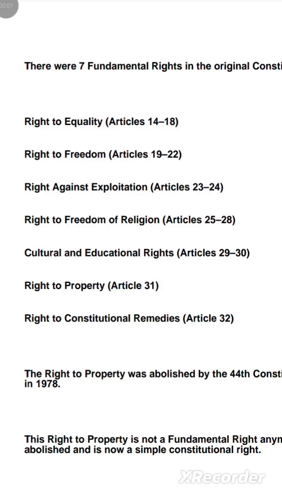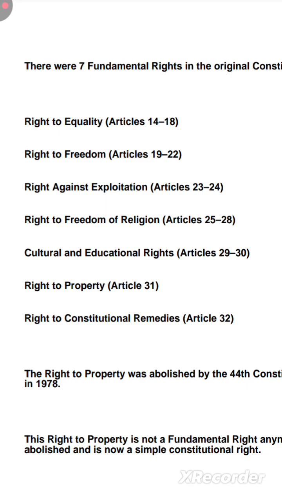Good evening, children. Today's topic of the day is fundamental right. Fundamental right, in other words, is called Maulik Adhikar. Fundamental right is included under Part 3 of the Indian Constitution.